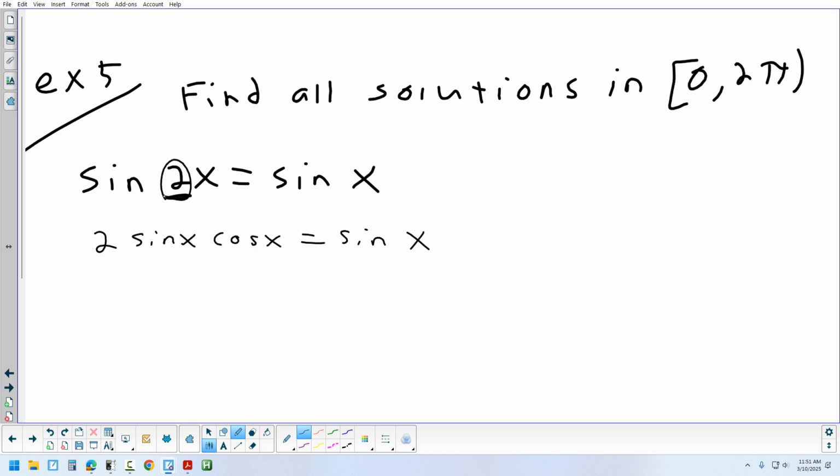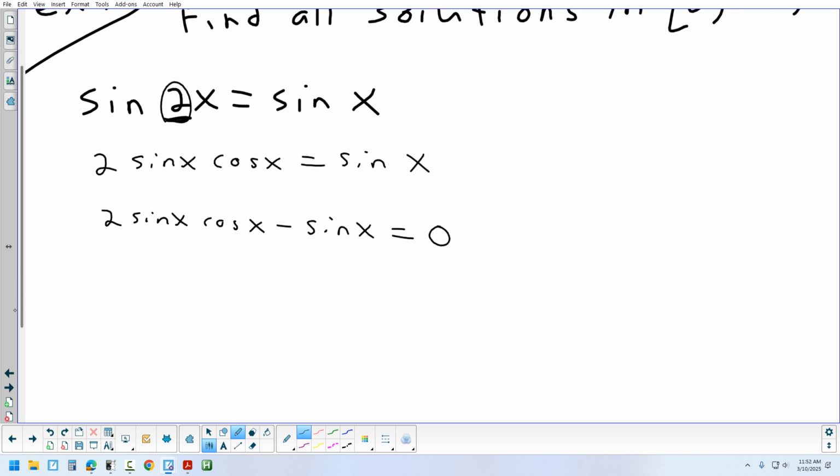What do you think the next step would be in that equation? Make it equal to 0. Yep. I would put everything on the left. How are you going to bring sine x over to the left? Subtract sine x.